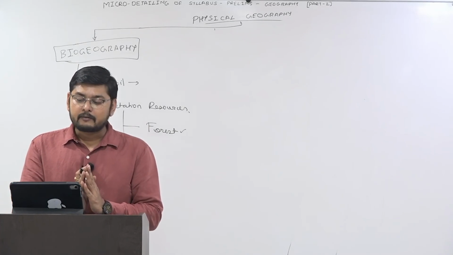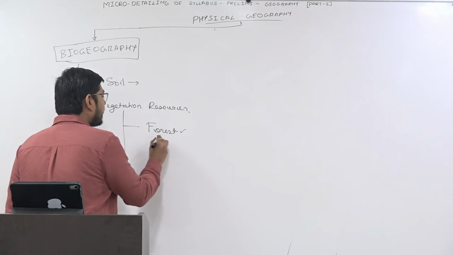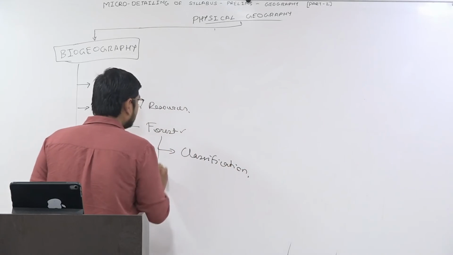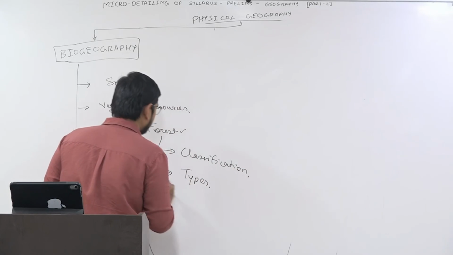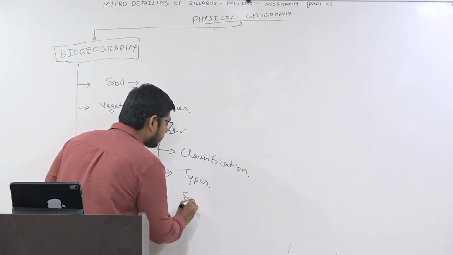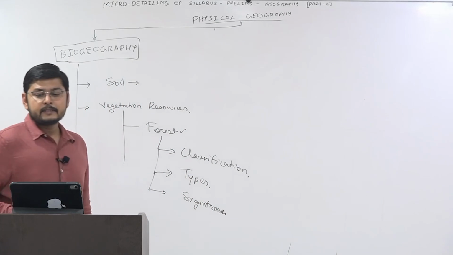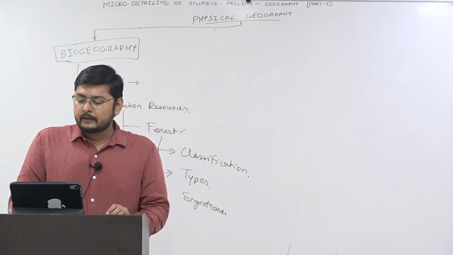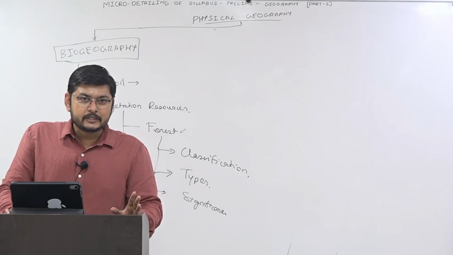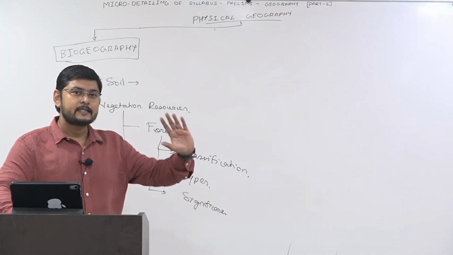How can the forest be developed? What are the different factors which result in the formation of forest? What are the different classifications of forests? What are the different types of forests? What are the different significances of forest? After this we'll be studying the different classifications. We have equatorial forest, then we have desert vegetation, then we have grasslands. As a part of forest we'll be studying those also as add-ons.